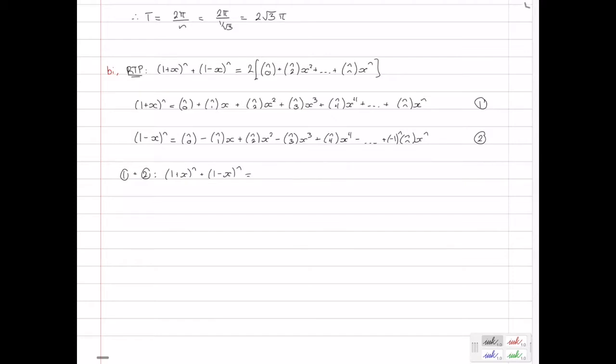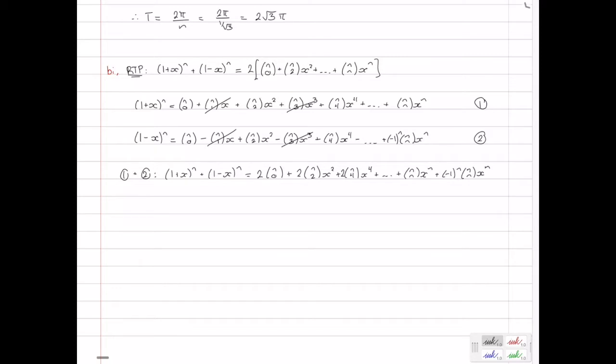This is going to be equal to n choose 0 plus n choose 0, which is 2 times n choose 0. And then n choose 1 x minus n choose 1 x will cancel each other out. I'm going to have the next term, 2 times n choose 2 x squared. And then again, the x cubed terms will cancel out. And in fact, all the odd powers will cancel each other out until we get up to 2 times n choose 4 x to the 4, all the way up to n choose n x to the n plus negative 1 to the n times n choose n x to the n.